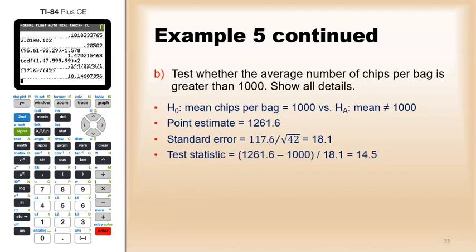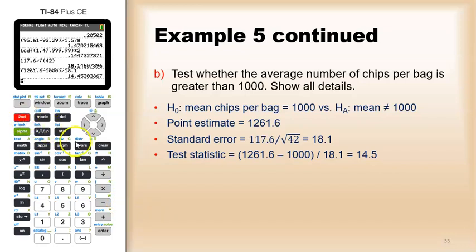The test statistic is you take your point estimate, 1261.6, subtract off the null value, which my null hypothesis was the average was 1,000, so my null value is 1,000. And I divide by the standard error, 18.1. And I get a test statistic of 14.5, which, if you want some reference, generally once you hit 2, you're going to start thinking about rejecting. 14.5 is going to be a very tiny p-value.